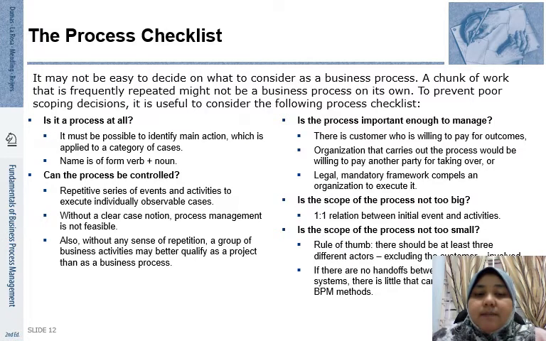Okay. Can the process be controlled? You have to identify the repetitive series of events and activities to execute individually observable cases. Okay. Without a clear case notion, process management is not feasible. Also, without a sense of repetition, a group of business activity may better qualify as a project than business process. Here, you know that there's a difference between a project and a business process. What is the difference? And then you have to know what is a process and what is an event.